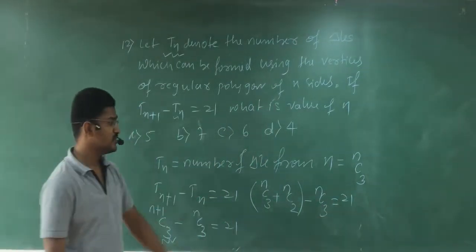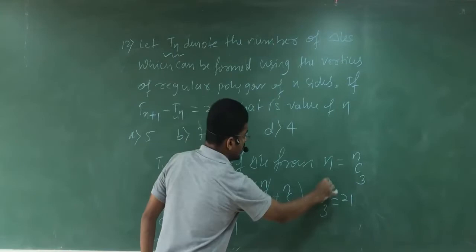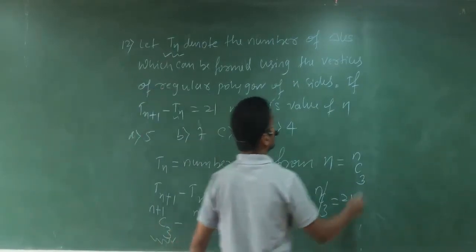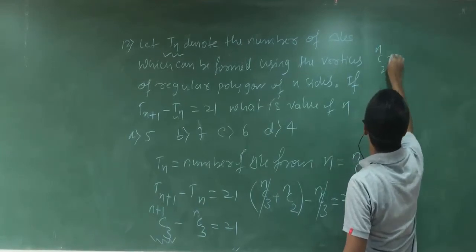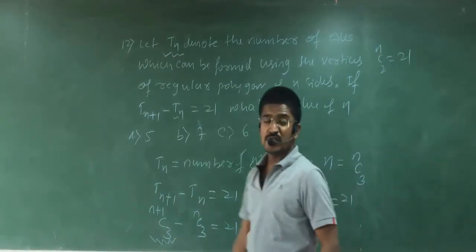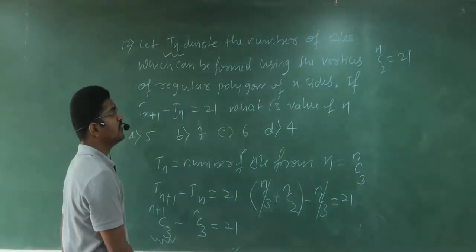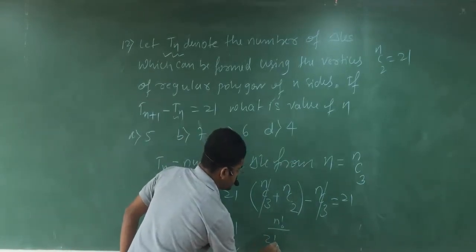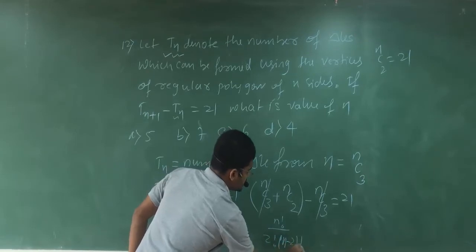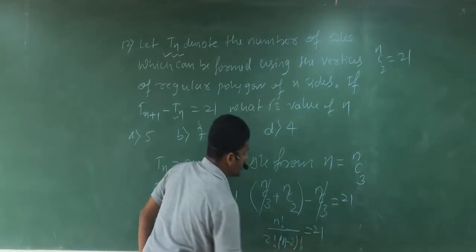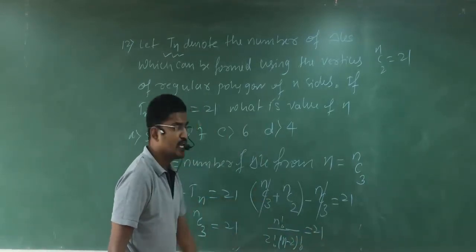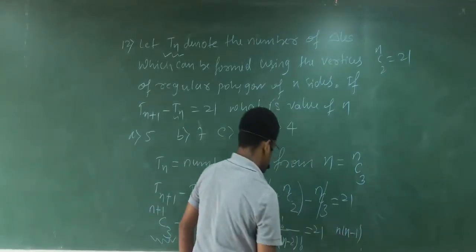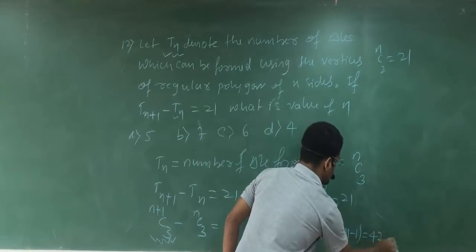So now it looks very simple. nC3 cancelled. nC2 equal to 21. Now you simplify. That is n factorial divided by 2 factorial into n minus 2 factorial equal to 21. Cancel n minus 2 factorial. It will be n into n minus 1 equal to 42.